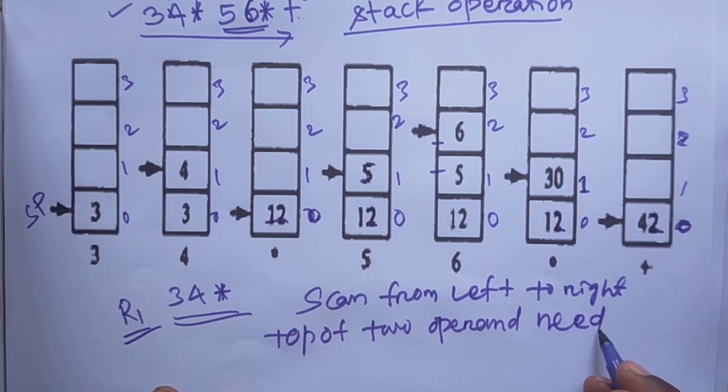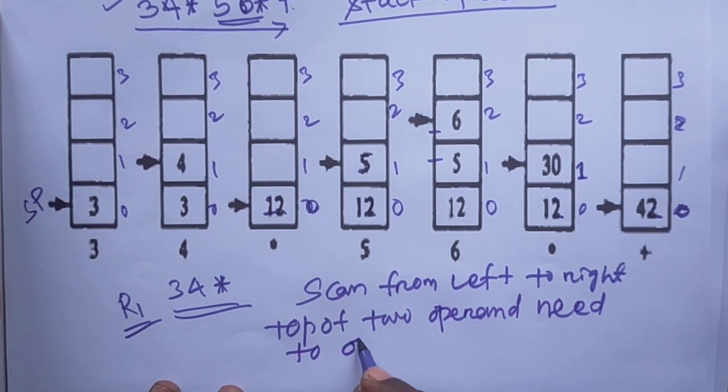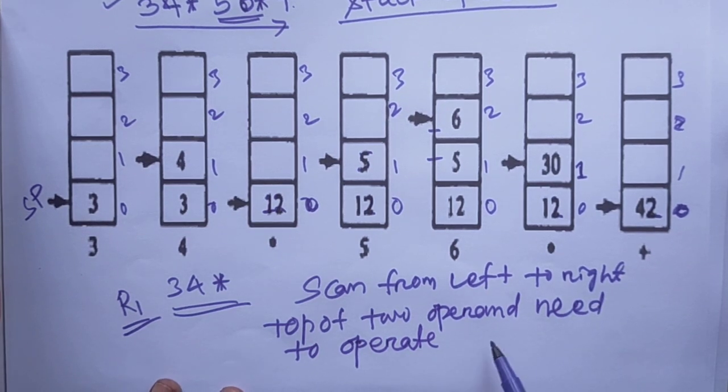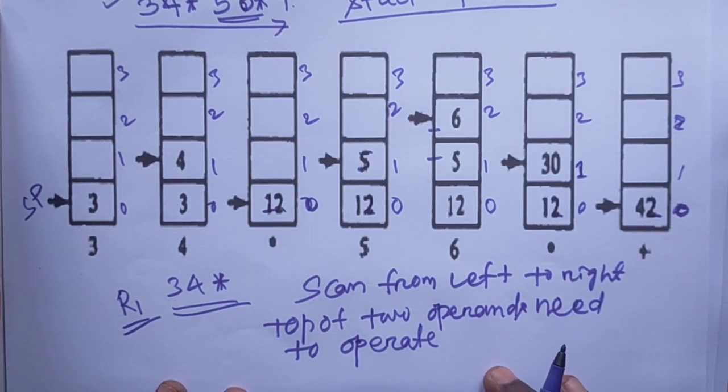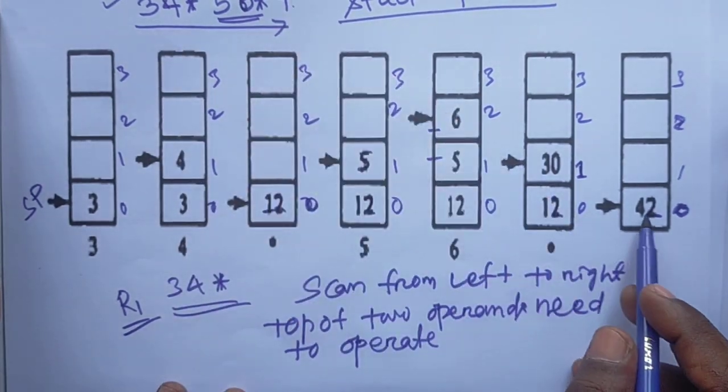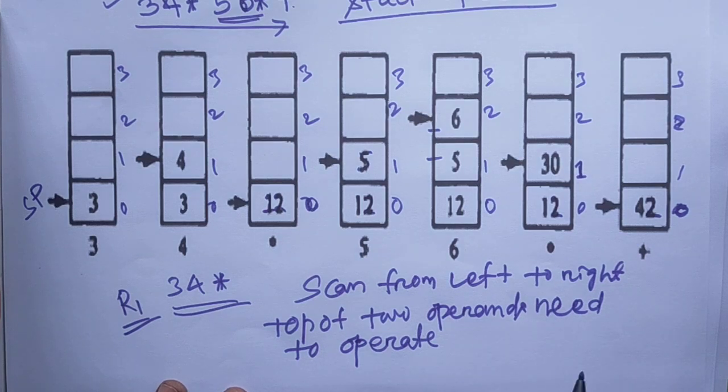The top 2 operands need to be operated. Based on what kind of operation is there, maybe addition, maybe multiplication, whatever operation is required, based on that they will operate. Here is multiplication, so multiplication is required. Here is plus, so plus is required. So based on that, it will operate on the top 2 operands.